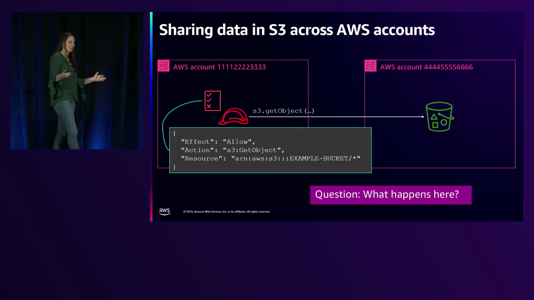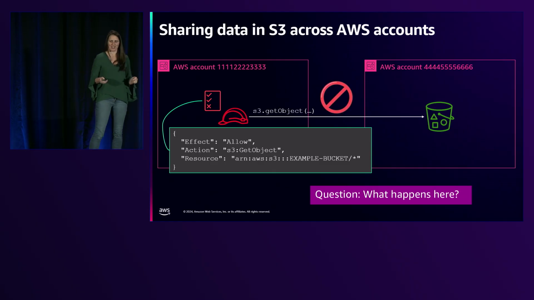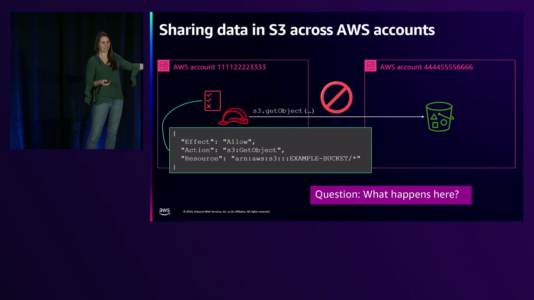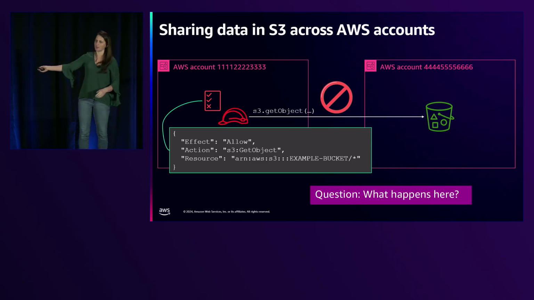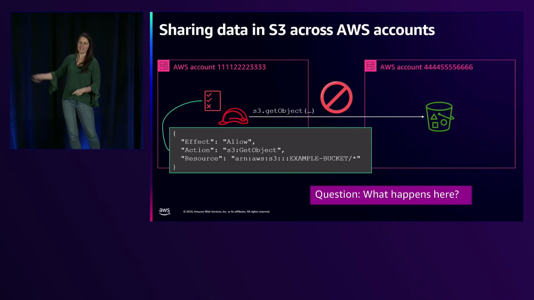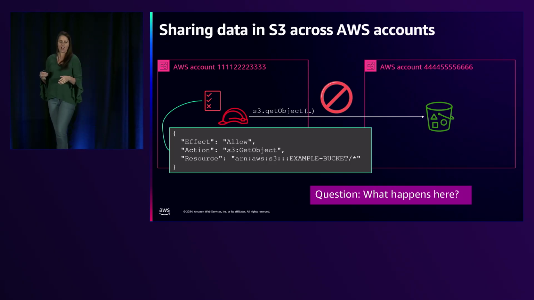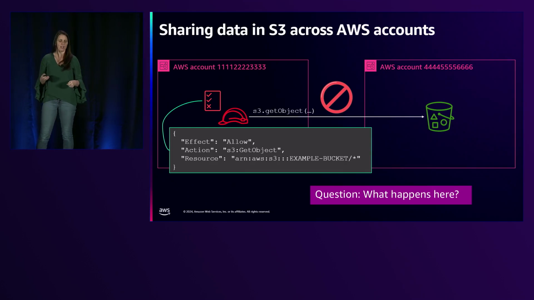By now you've learned that if I ask the question, the answer is no. Just because we have a policy over here in account ending 33 that says I can read objects from a bucket in account ending 66, that doesn't mean I can do that. That would be like if you could just print keys to my own house. That's not cool. So we need to say something over here in account 66.